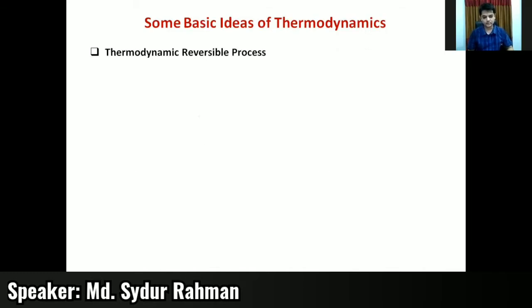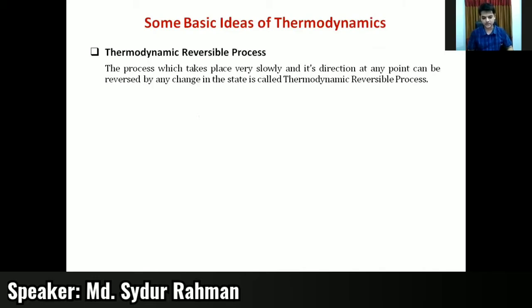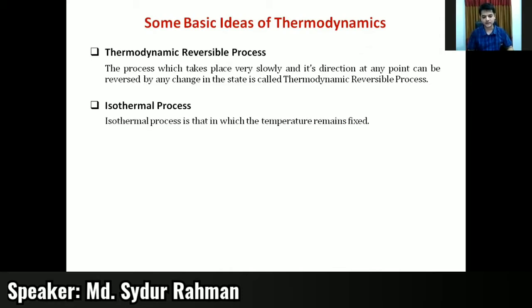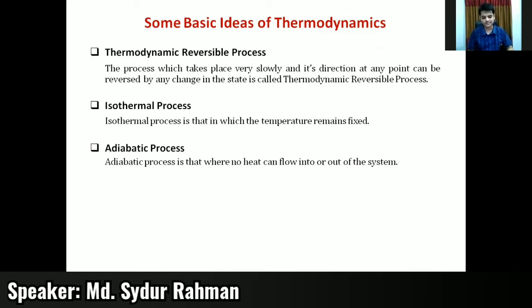So, what is a thermodynamic reversible process? The process which takes place very slowly, and whose direction at any point can be reversed by a change in the state, is called a thermodynamic reversible process. And what is an isothermal process? An isothermal process is one in which the temperature remains fixed. And what is an adiabatic process? An adiabatic process is one where no heat can flow into or out of the system.